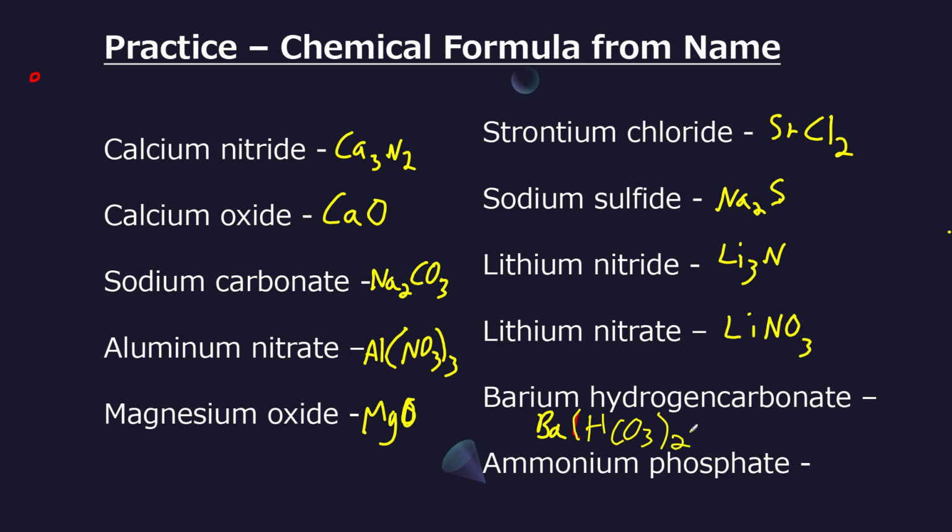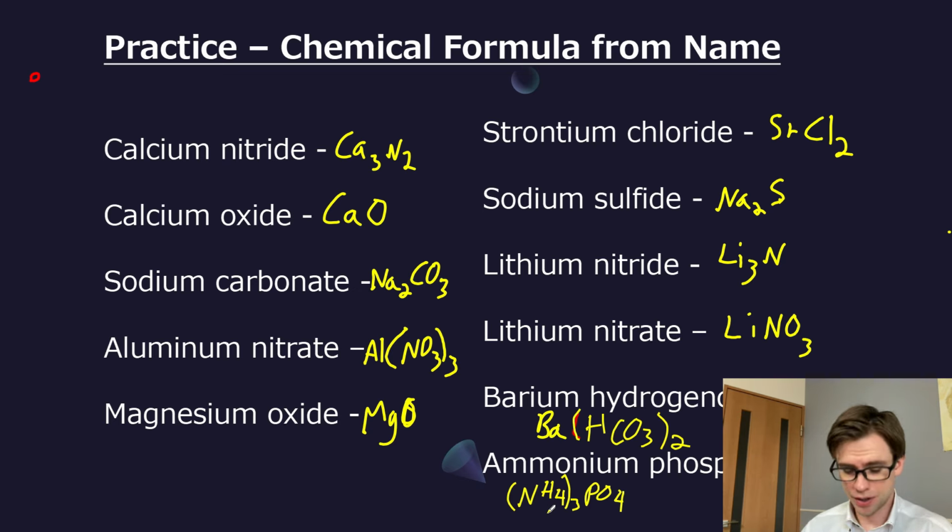And then finally, ammonium phosphate. Okay, so we know ammonium is NH4. It is 1 plus. Phosphate, PO4 3 minus. So to balance out this, we're going to need 3 ammonium groups that are 1 plus each. So again, in brackets here, NH4 3 PO4, ammonium phosphate. Okay, moving on.